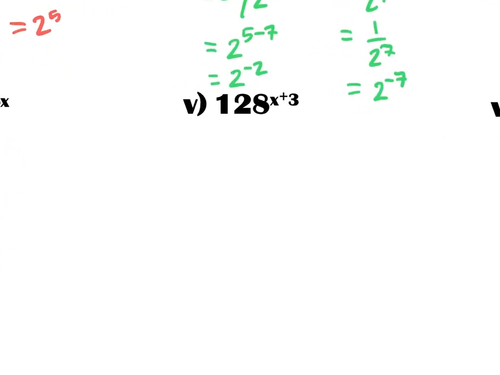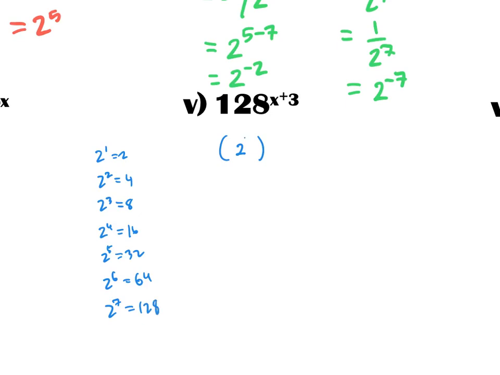Okay, how about 128 to the x plus 3? Well, 128 is the same as, well, let's think about this. 2 to the 1st is 2, 2 to the 2nd is 4, 2 to the 3rd is 8, 2 to the 4th, 16, 2 to the 5th, 32, 2 to the 6th, just keep multiplying by 2, 64, 2 to the 7th, 128. So I've got 2 to the 7th to the x plus 3.